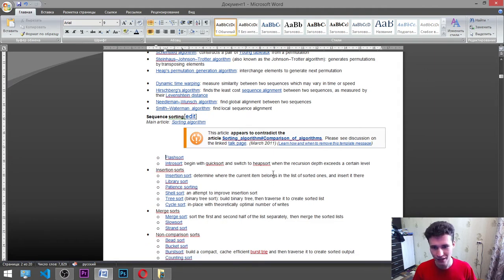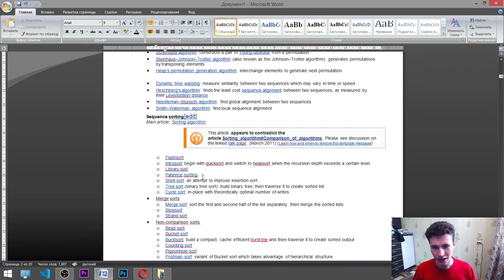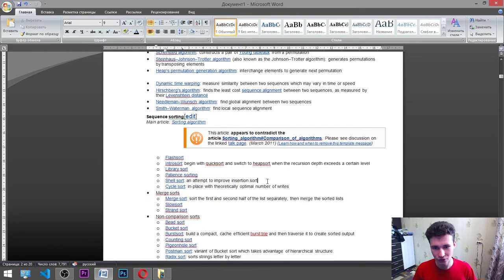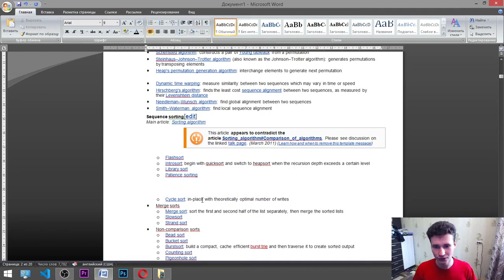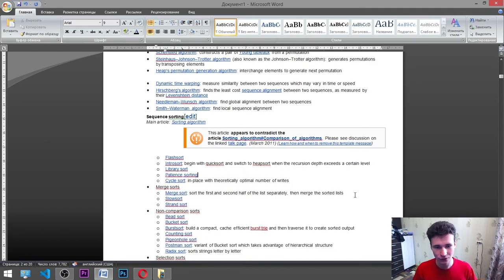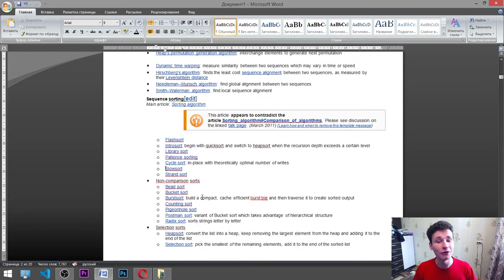Insertion sort, I know this. And also I know tree sort. And shell sort, I know. Merge sort, I know. Slowsort and strand sort, I don't know. I will learn about them more. Let's change again: I know, I will learn more about it.